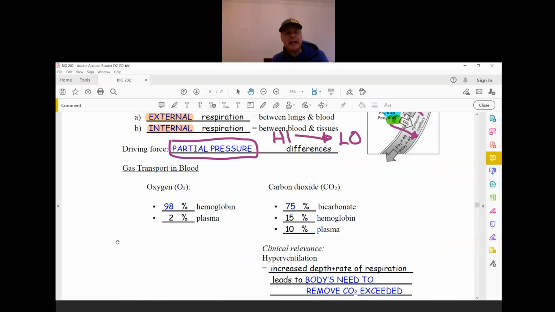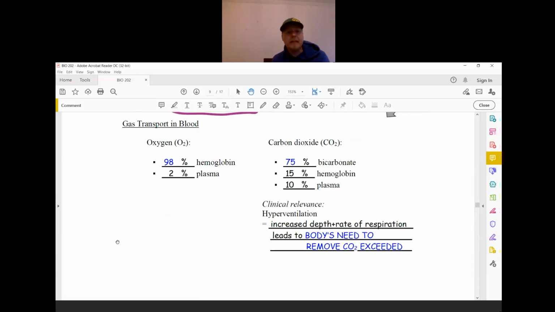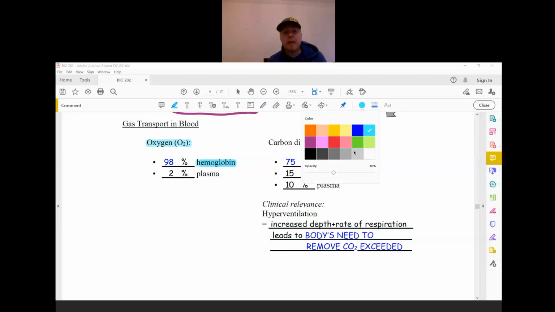Let's have a look at how these different gases are transported in the blood then. We're going to start with the oxygen. The majority of oxygen is transported in the blood bound to the hemoglobin. So remember the heme groups within each red blood cell, four of them, capable of carrying four oxygen atoms at one time. A small amount, about I would say 2%, is transported bound to the plasma.